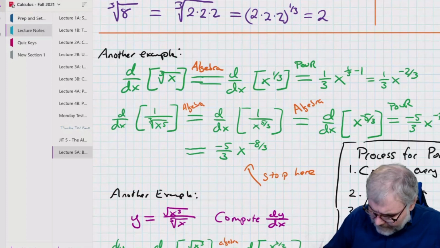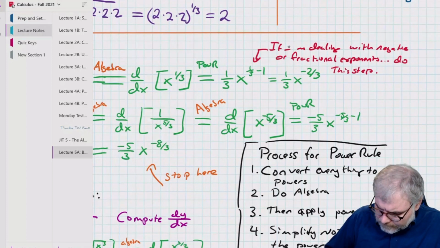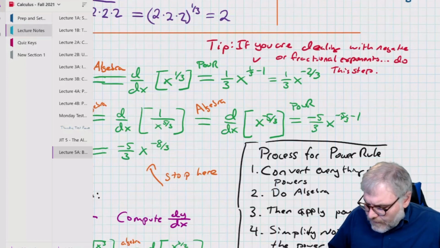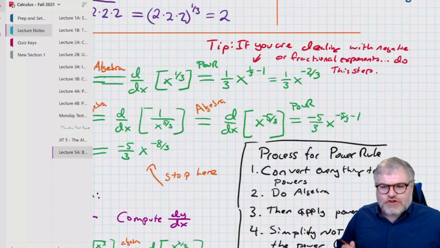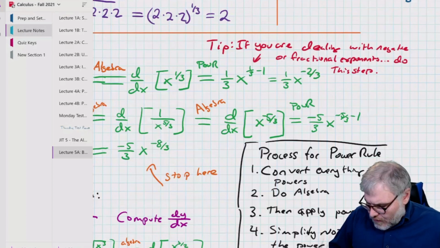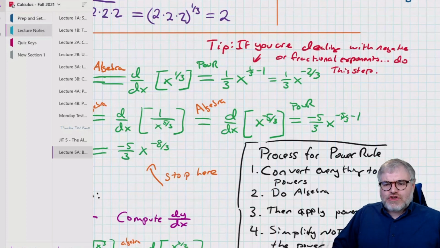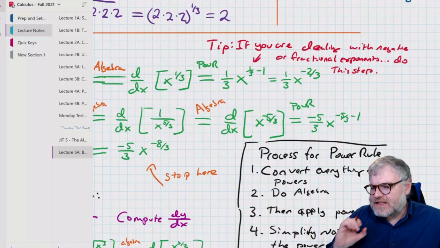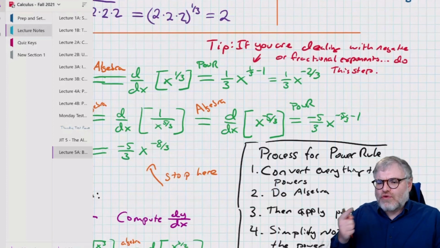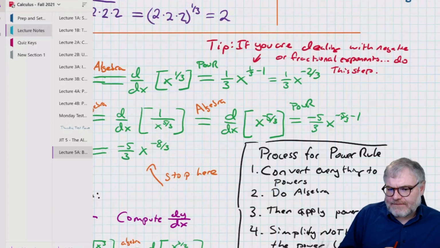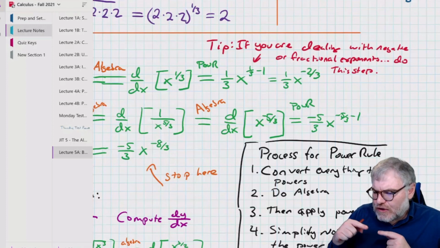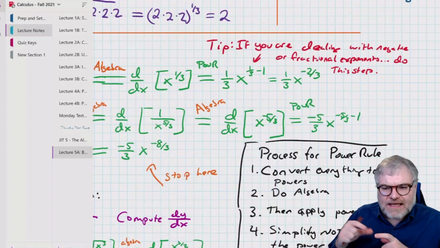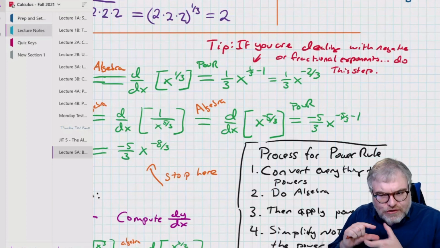Here's a tip. If you are dealing with fractional or negative exponents, actually do that step, the 1/3 minus 1. The reason I'm saying that is that you're going to want to be careful with those. It's very easy, especially when you're dealing with negatives, to go the wrong direction. You want to be careful that you're going in the correct direction.